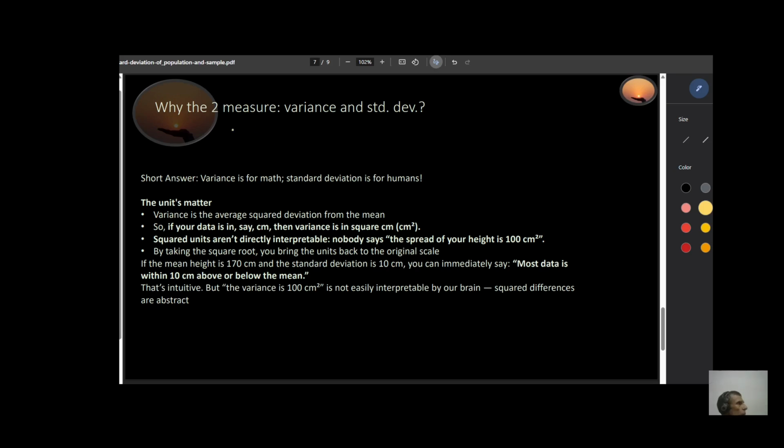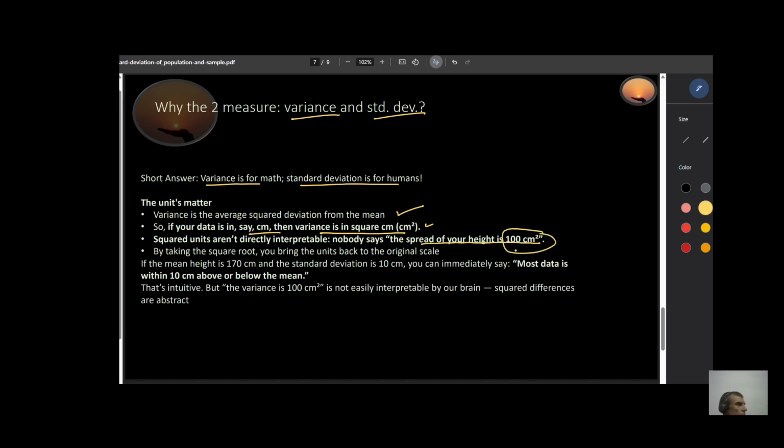Now, why do we need to measure variance and standard deviation? What is the point? Well, the short answer is variance is for mathematics and standard deviation is for humans. Variance, as I said, measures the average squared distance from the mean. Because you're squaring everything, your answer comes out in squared units. Let's say you measure things in centimeters, your variance will be in square centimeters. Squared units are not very easy for human beings to interpret. You cannot really say the spread of your height is 100 centimeters squared. That doesn't make sense, okay?